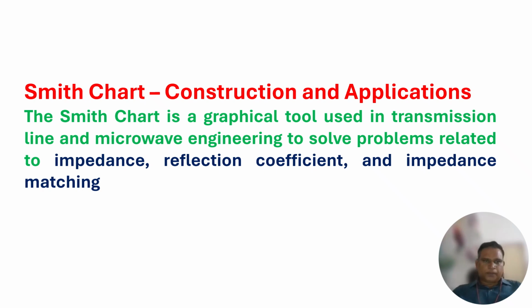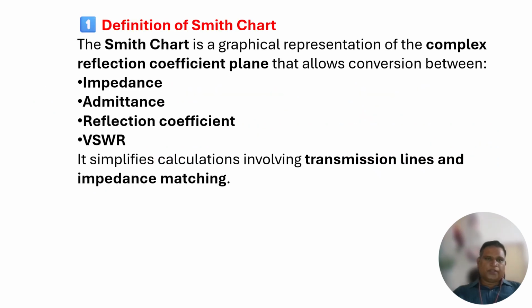Smith chart. The Smith chart is a graphical tool used in transmission line and microwave engineering to solve problems related to impedance, reflection coefficient, and impedance matching. Okay, the definition of Smith chart. Smith chart is a graphical representation of the complex reflection coefficient plane that allows conversion between impedance, admittance, reflection coefficient, and VSWR. It simplifies calculations involving transmission lines and impedance matching.